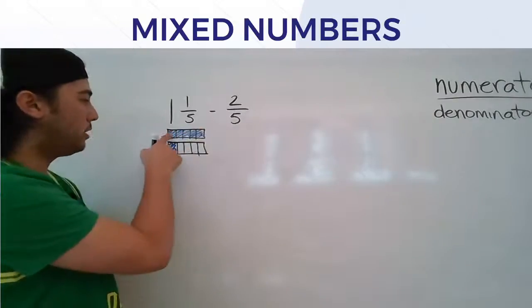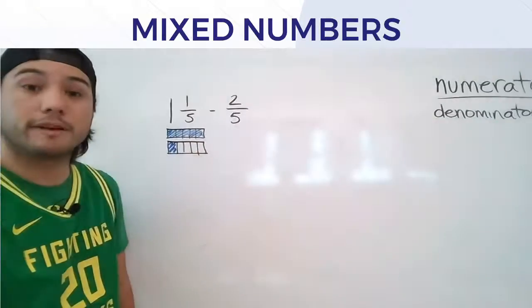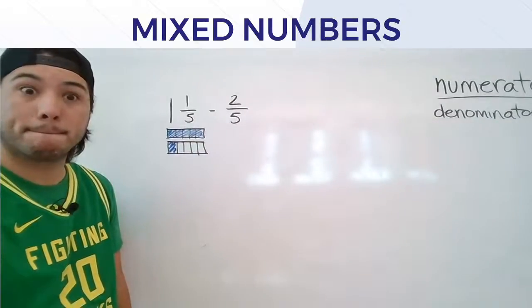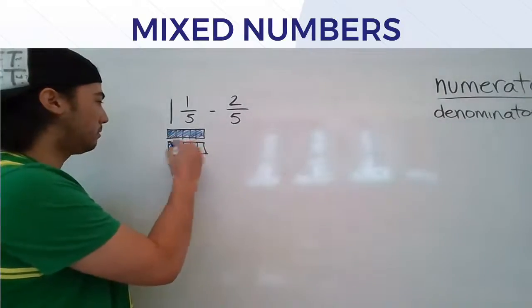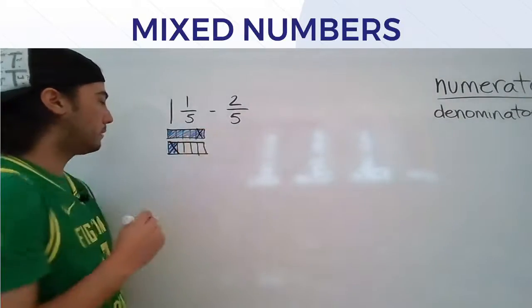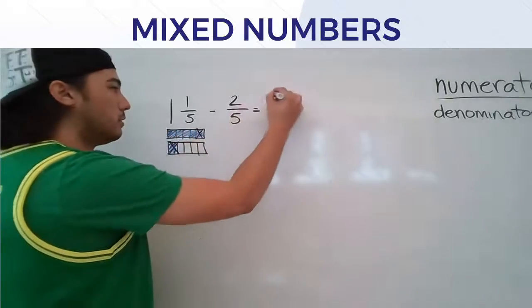And now we have 1, 2, 3, 4, 5, 6 fifths. Now I can subtract 2/5, can't I? 1, 2. And I'm left with 1, 2, 3, 4 fifths.